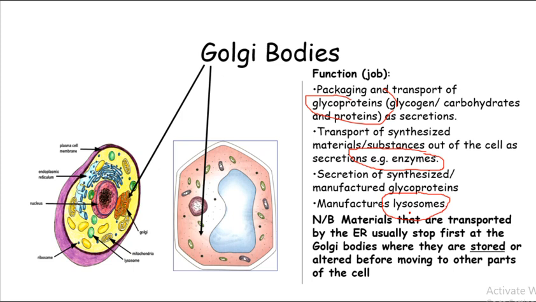And NB, a point to note: materials that are transported by the endoplasmic reticulum usually stop first at the Golgi bodies, where they are stored or altered before moving to other parts of the cell. That is a great point to note. The materials transported by the endoplasmic reticulum, for example proteins and lipids, are stored first in the Golgi apparatus, and the Golgi apparatus will package them into glycoproteins and transport them to other parts of the cell.